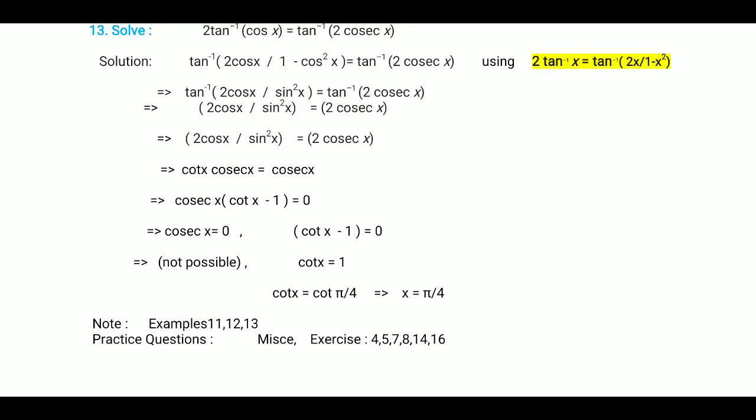Now you have some examples 11, 12, 13. You have to see and note them, and practice the miscellaneous exercise 4, 5, 7, 8, 14 and 16.